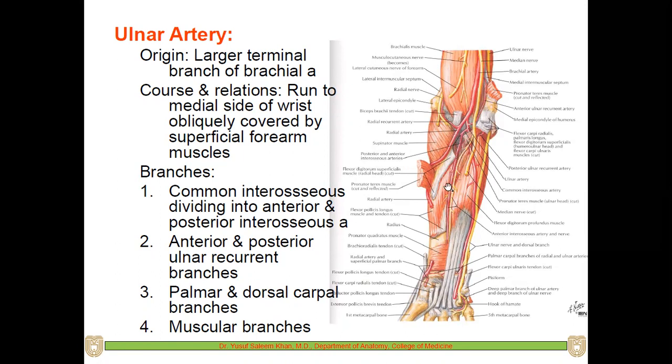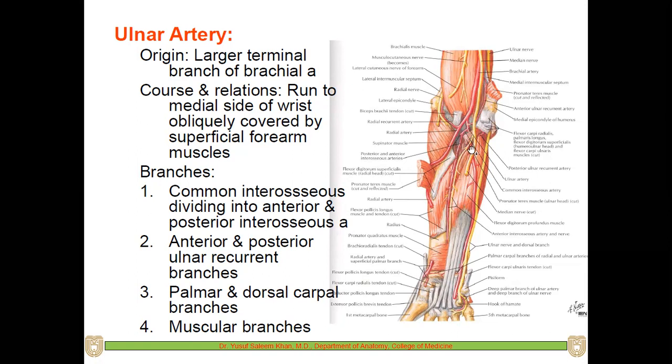So what you are seeing is the anterior interosseous artery, one of the branches from the common interosseous, which is a branch from the ulnar artery. So the ulnar artery gives a very important branch called the common interosseous here. Okay, this common interosseous divides into anterior and posterior. Anterior will supply the anterior muscles of the forearm, and the posterior interosseous will go behind in the posterior compartment of the forearm and supply the posterior compartment muscles.